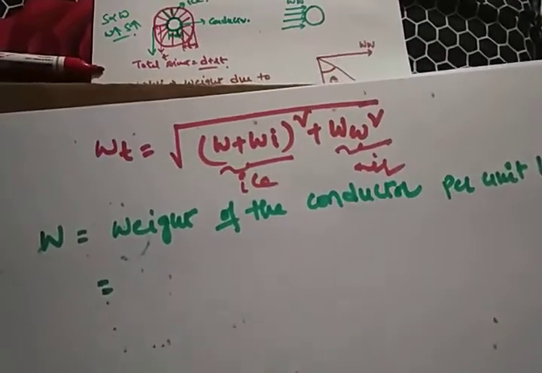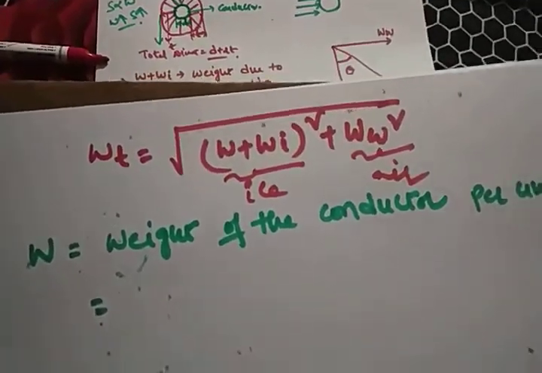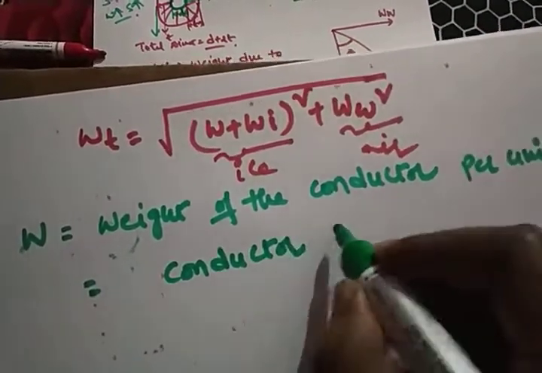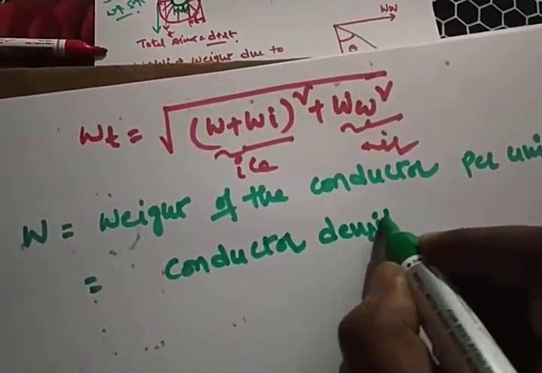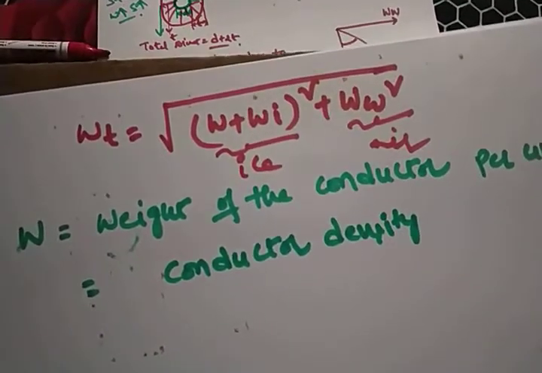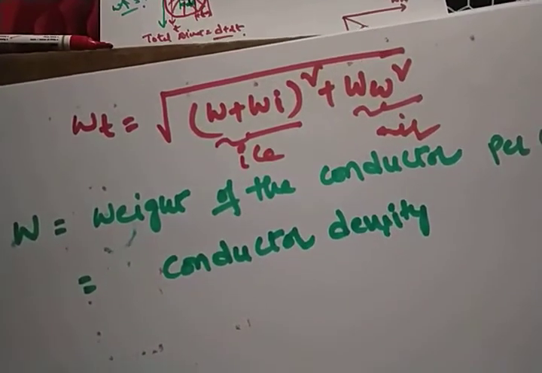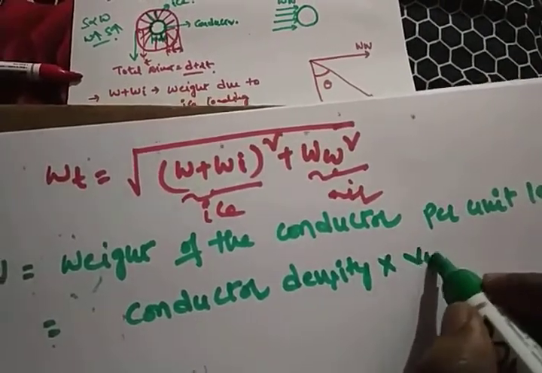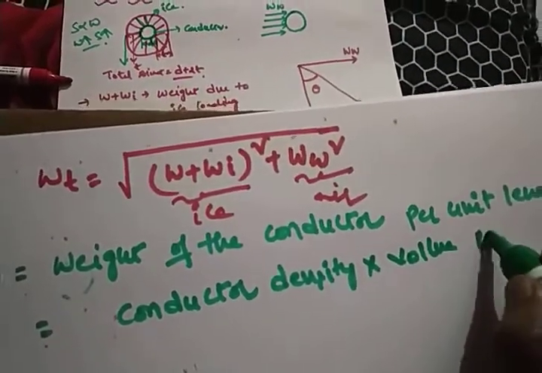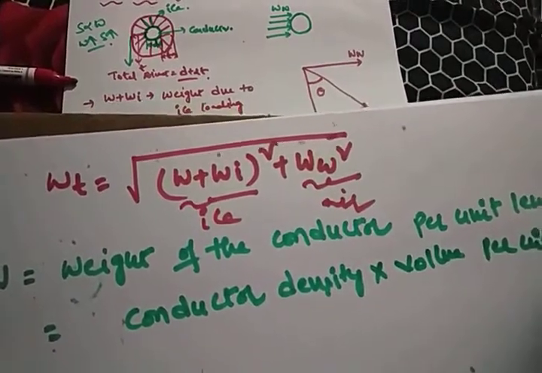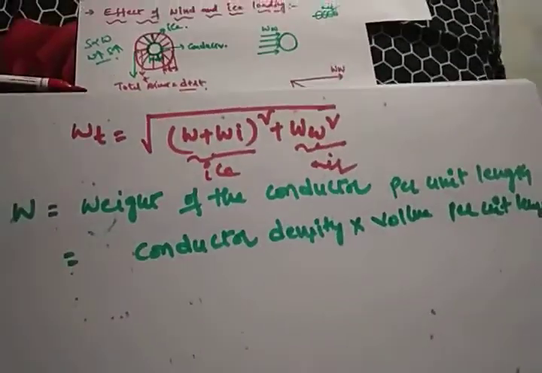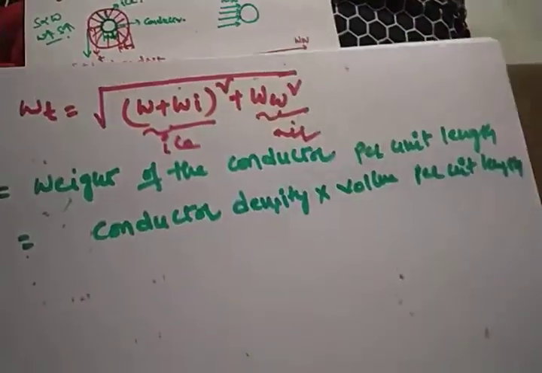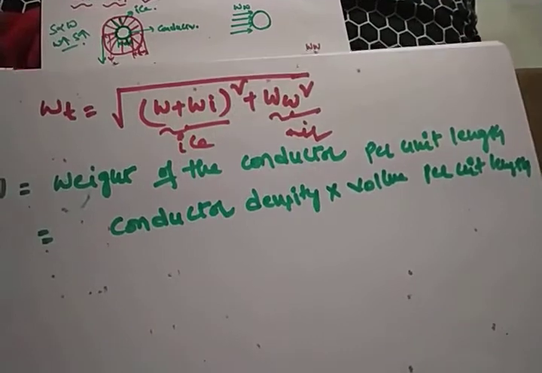And one more formula. Conductor density into volume per unit length. Right? So if the weight of the conductor is directly given, you have to substitute that weight value in a problem.